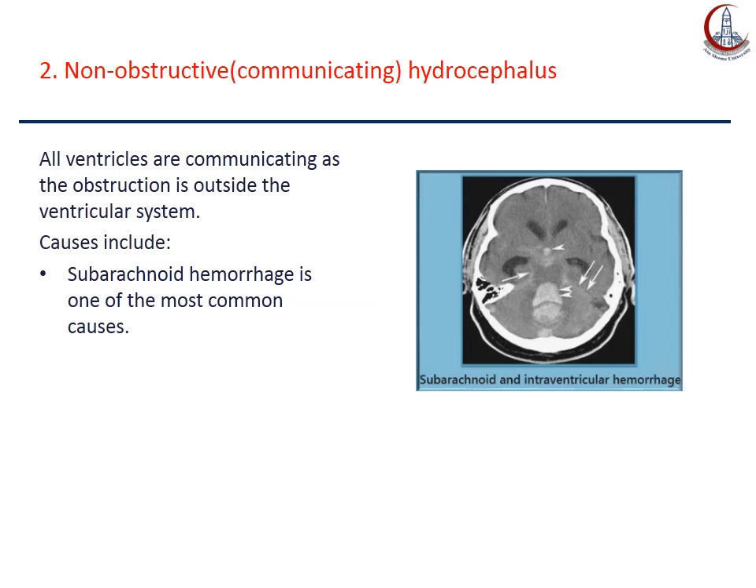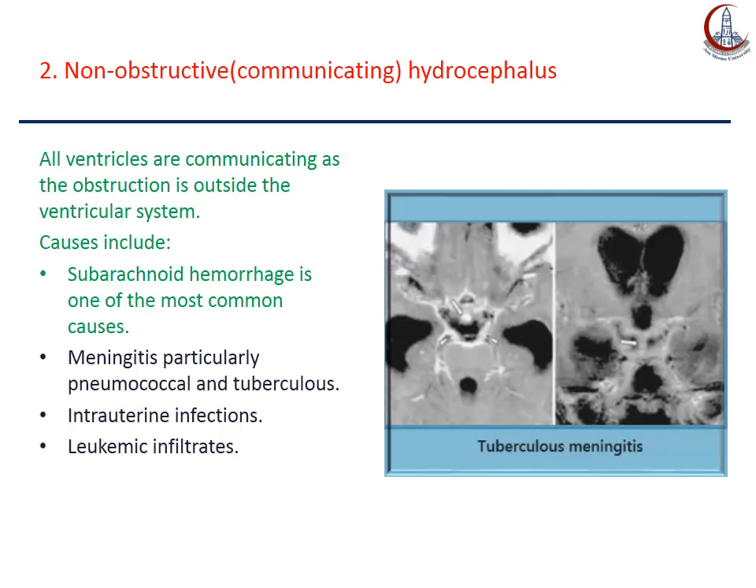Causes include subarachnoid hemorrhage, which is one of the most common causes. Meningitis, particularly pneumococcal and tuberculosis, will cause communicating hydrocephalus, also intrauterine infections, torsion infection, and leukemic infiltrates.